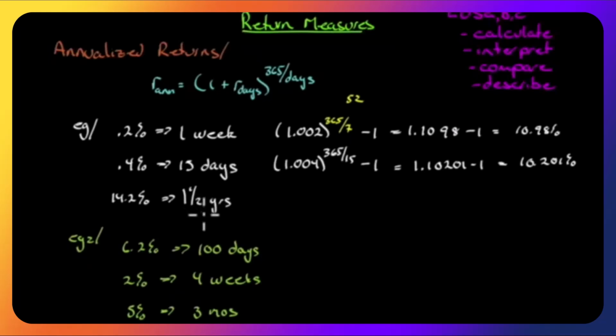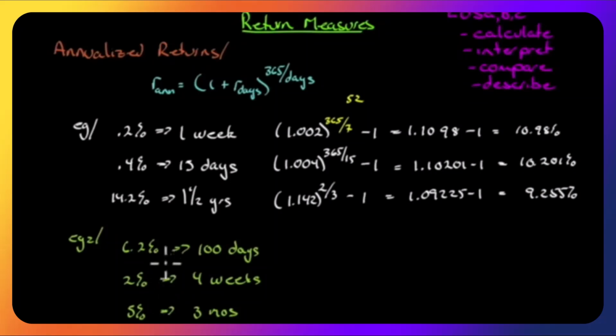So, but we do know that this is 3 6-month periods, and 1 year has 2 6-month periods. So all we have to do is 1.142 over, we want to annualize it, so we want 2 6-month periods, but we're dealing with 3. So it's to the power of 2/3 minus 1. That will give us 1.09255 minus 1, which is 9.255%. There we go.